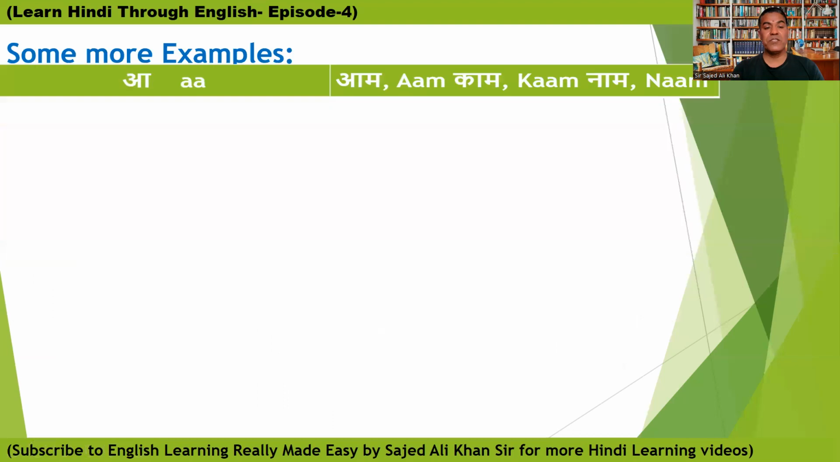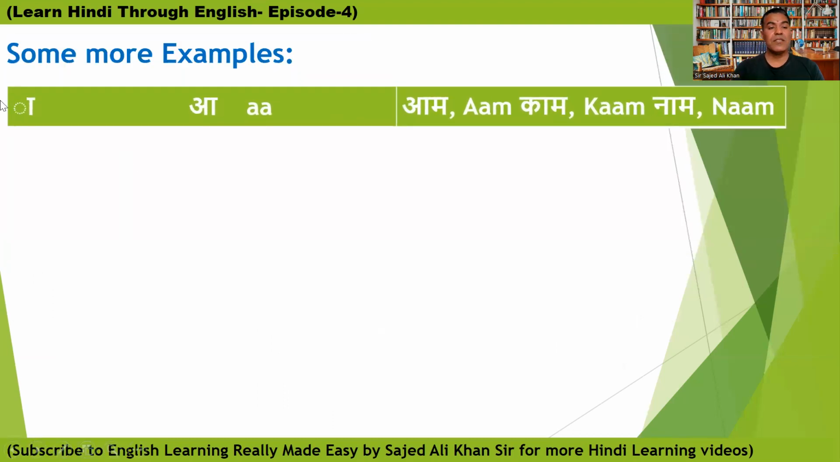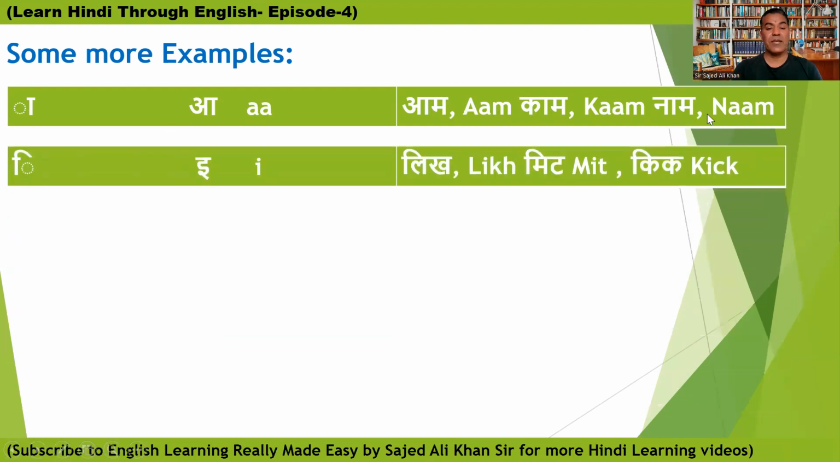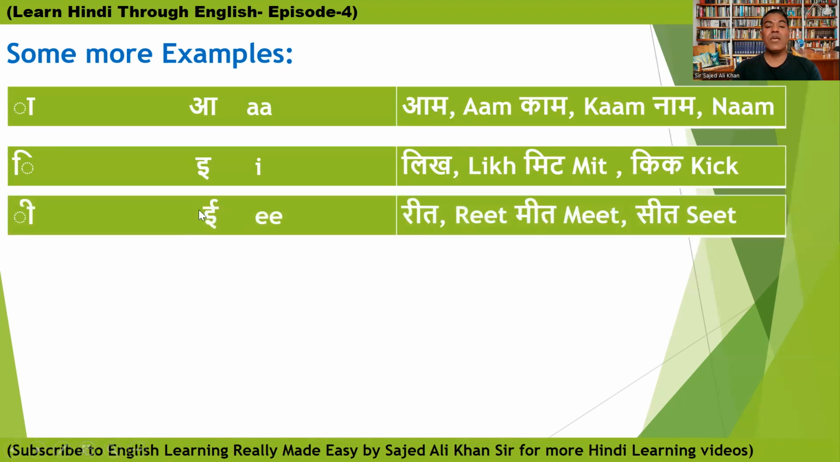Some more examples. Like this is a sound. Double A, we are dragging it like arm, calm, nam. So the sound will be dragged. Small e will give the sound like I in English, like lick, mit, kick. Then big E, always remember the big E sound will be dragged longer, like double E, like read, meet, seat.